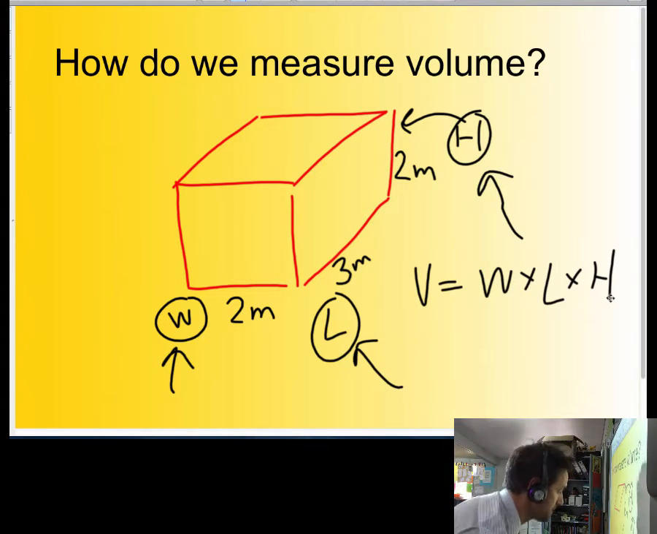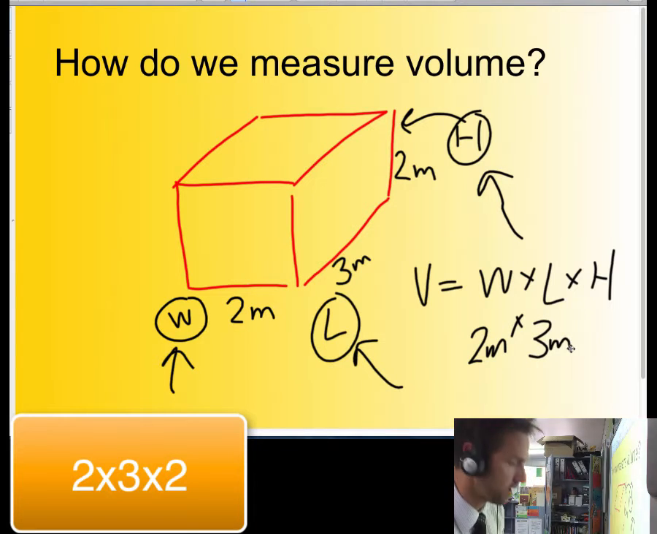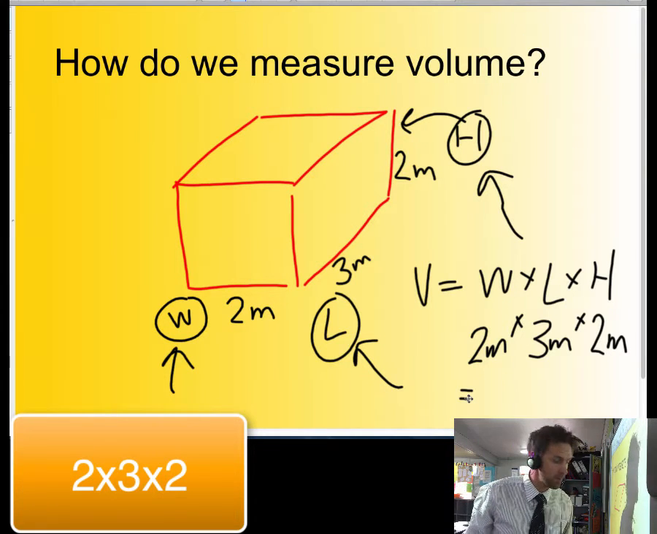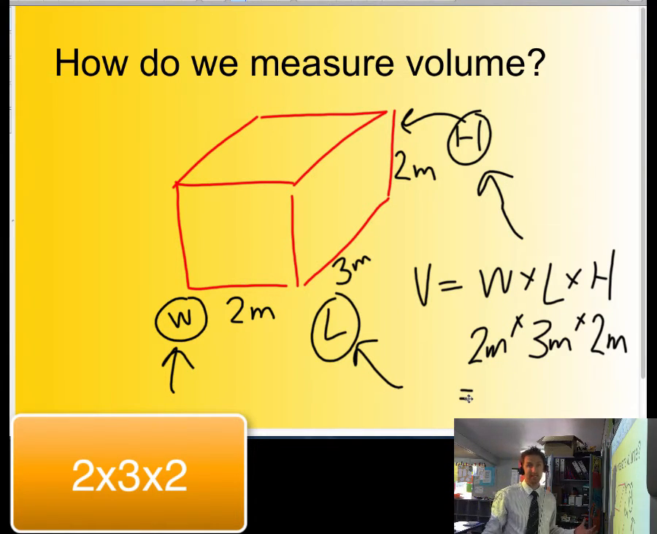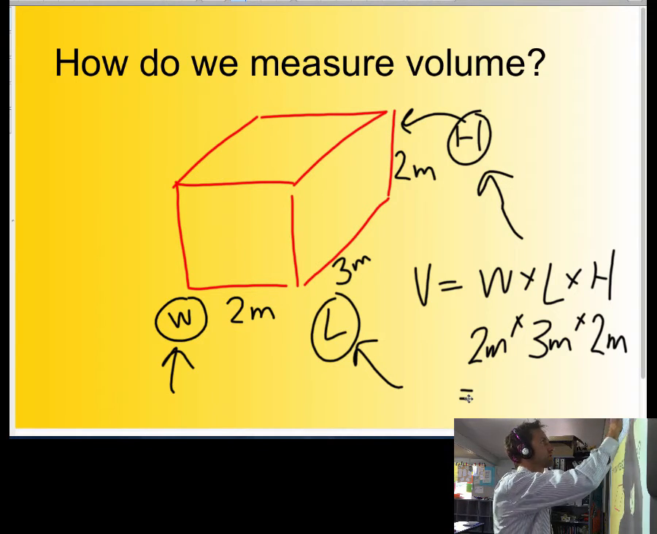The width here is 2 meters, so I'll write down 2 meters times what's the length? 3 meters, and what's the height? Times 2 meters. Okay, and perhaps you could even work out that sum. What is 2 meters times 3 meters times another 2 meters? So go on, work that out. I'll just pause because the board's a little bit messy.